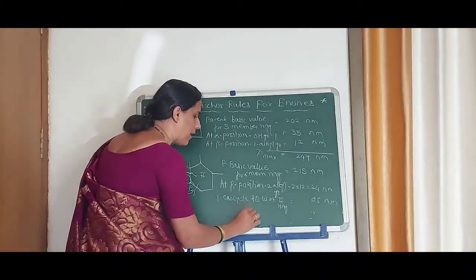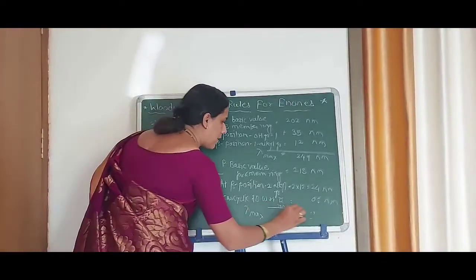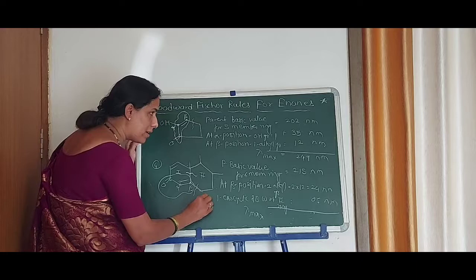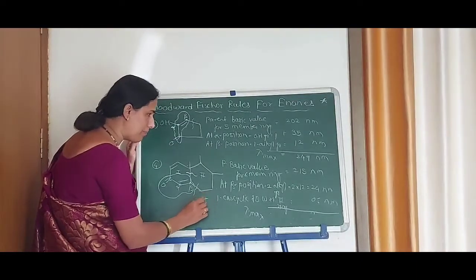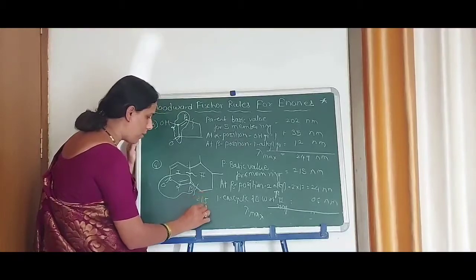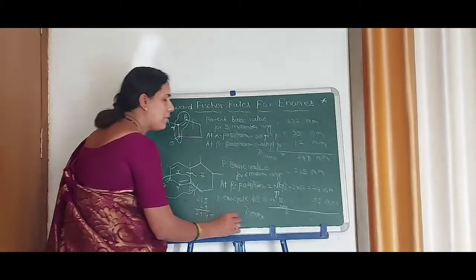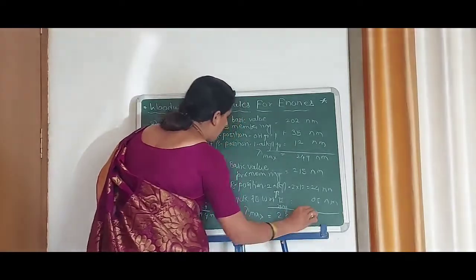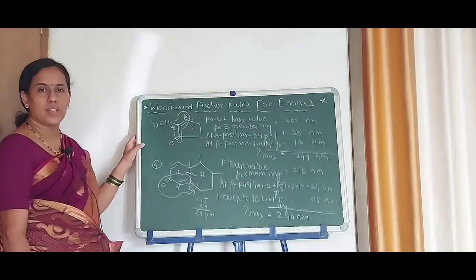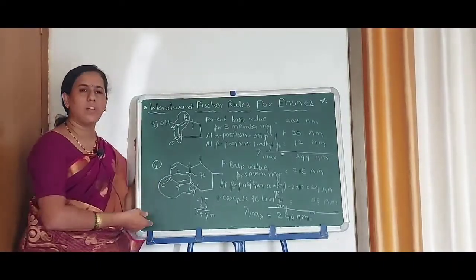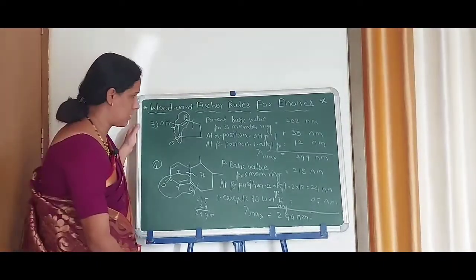Whatever may be remaining, nothing should be remaining. Therefore, you take the value as lambda max by taking the sum. What is the sum? That is 215 plus 24 plus 5 is equal to 244 nanometer. The lambda max is equal to 244 nanometer. Okay. Do all of you understand it very well? If there are problems, please ask me. Again, we will consider the last two problems here.